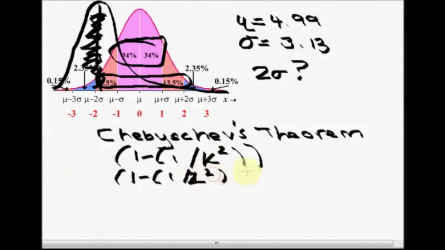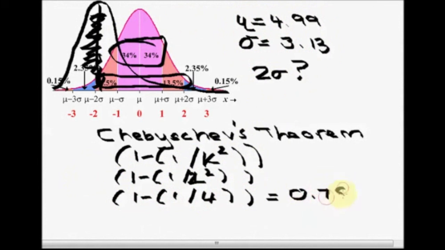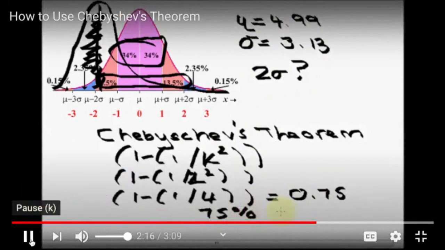So you have 1 minus 1 divided by 4, you get 0.75. That means 75% of observations will fall within 2 standard deviations from the mean.